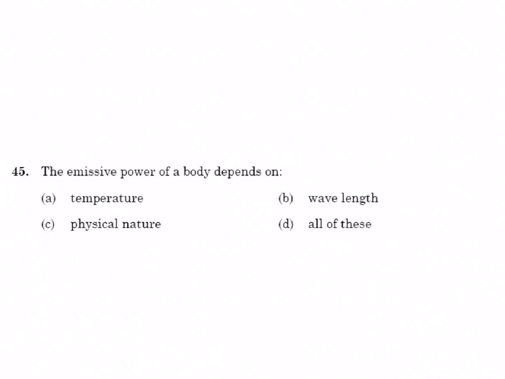Question: the emissive power of a body, emissive power is E, depends on? Temperature, this is correct. Wavelength also, this is correct. Physical nature, this is also correct. So all of the above, D is the correct answer. Surface area also is there.